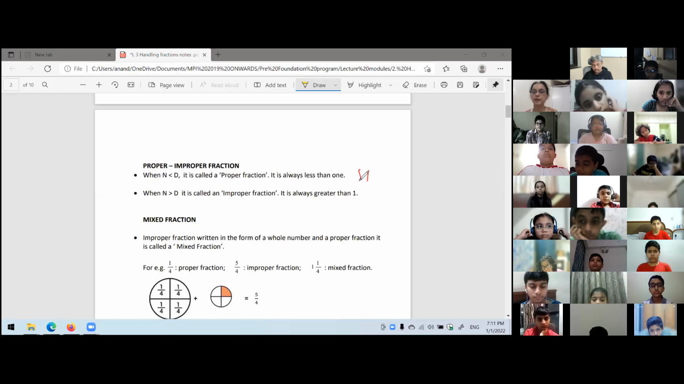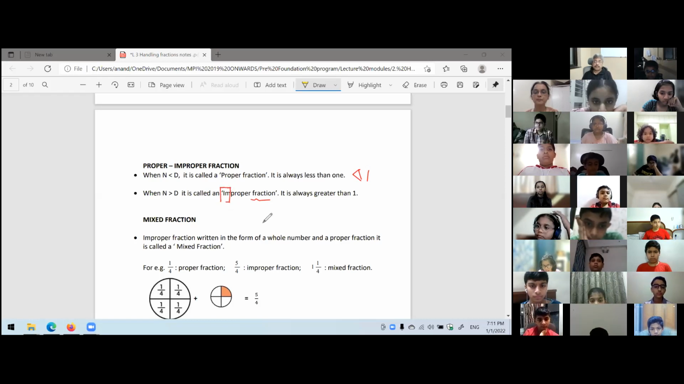Okay. And improper fraction. Now the word itself says that it is improper fraction. And we define it as n greater than d. So I will call it, say, 4 upon 3.